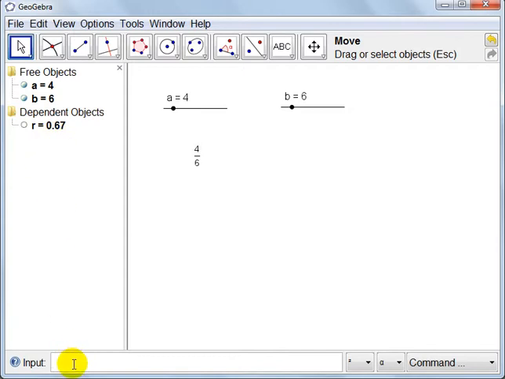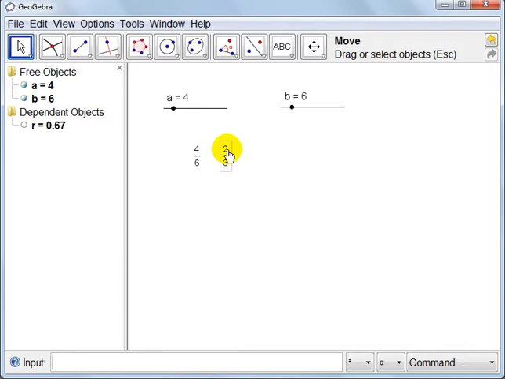Now I want to have 0.67 shown as a fraction, especially a fraction in its lowest terms. So I type in the input bar FractionText, and in the square brackets I type R and I press enter, and if you notice on screen 2/3 comes up.